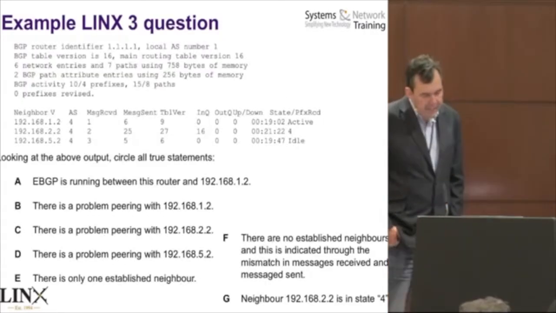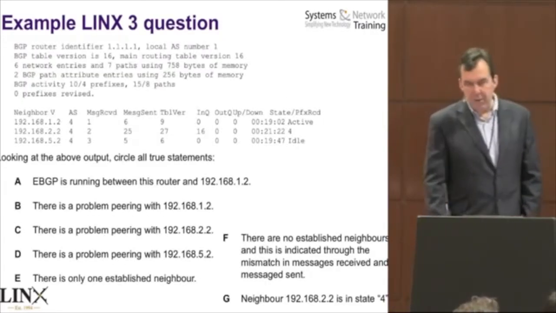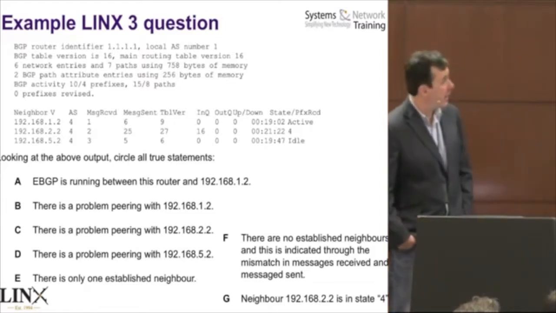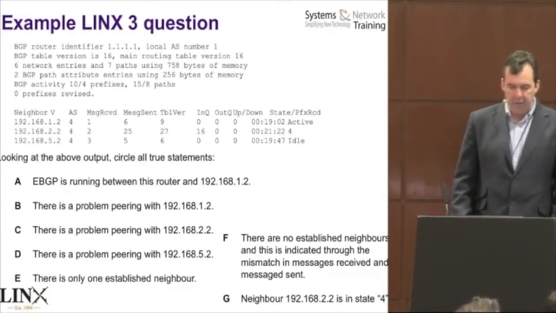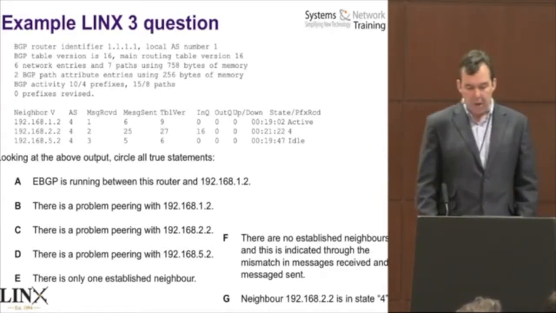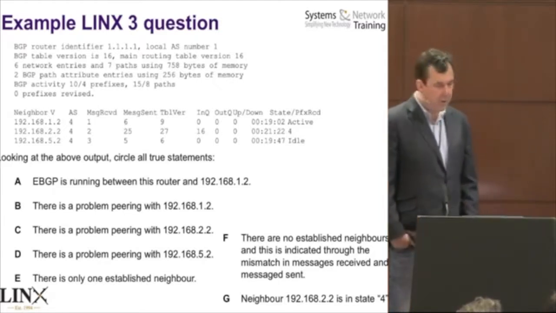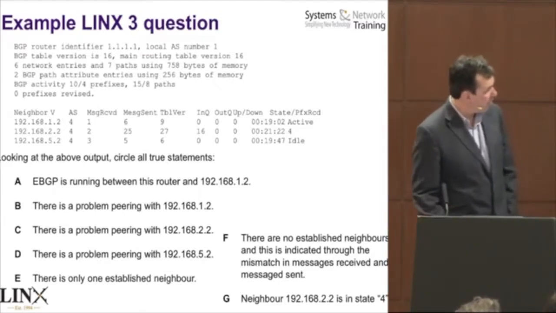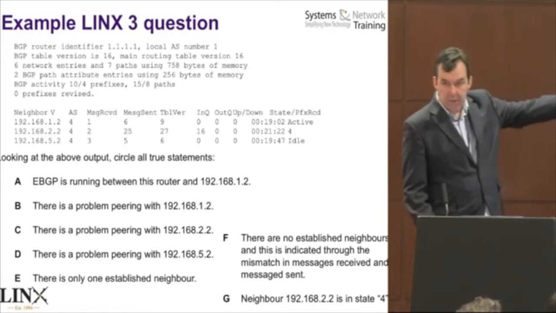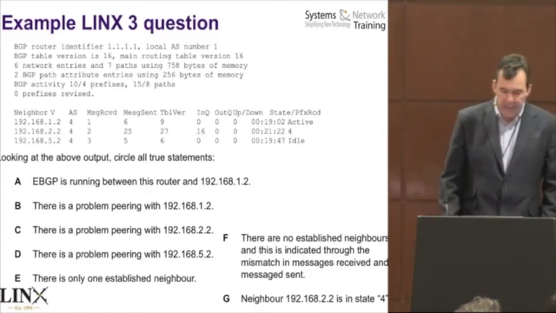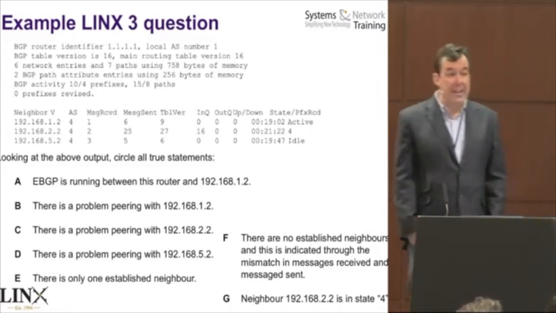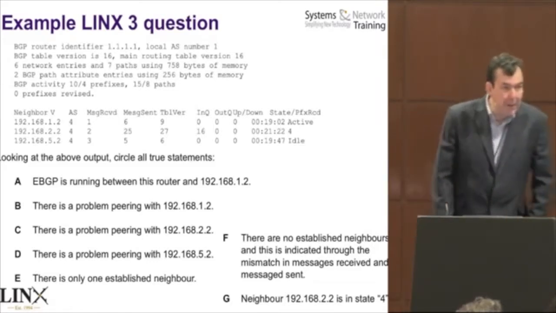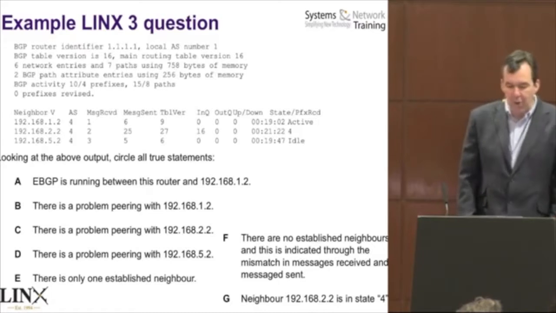Right. LINX 3, here's an example LINX 3 question, and I'll let you read it. That is an output from a Cisco, and the basic idea is it's circle all that apply again. You've got A, B, C, D, E, and it fell off the page and therefore it's wrapped round to F and G. G is an interesting one, it's wrong. I've got no idea what a state 4 would be, but I'm just giving you time to have a look at that output.